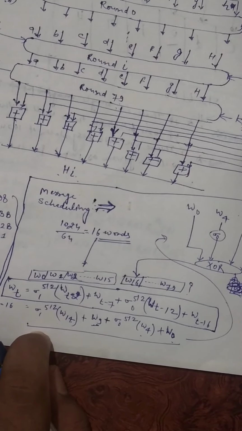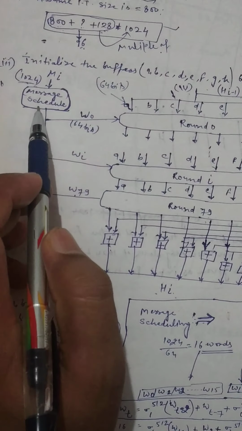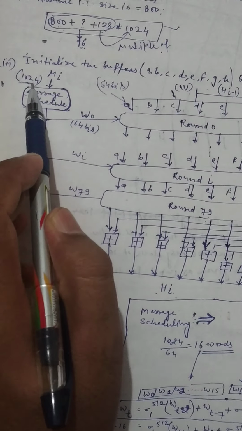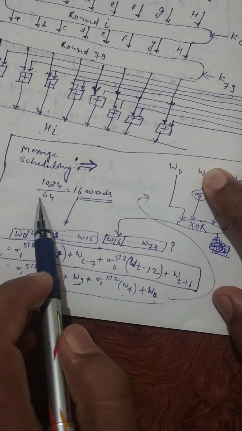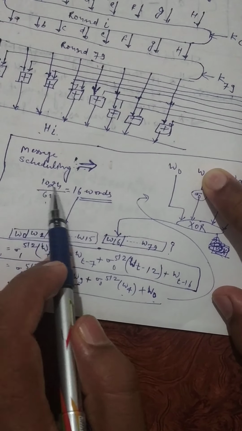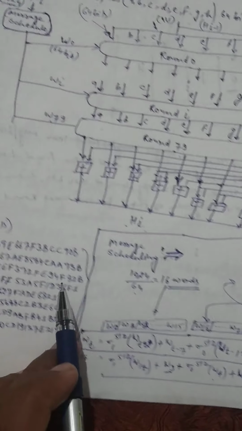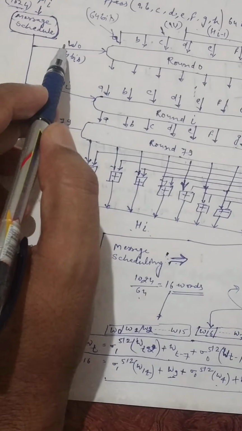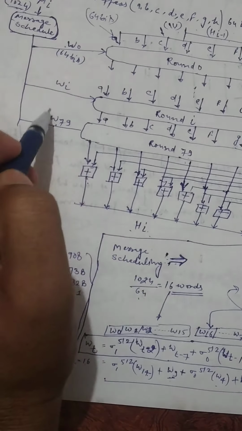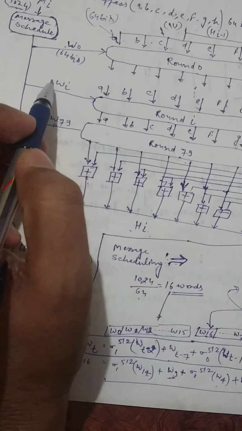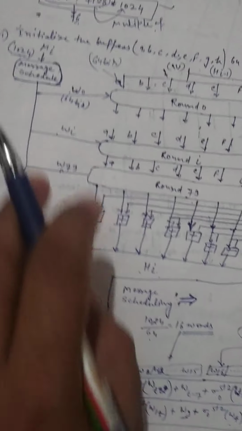Now let's understand how to do this message scheduling. The size of the message block that I have taken is 1024, and the size of each buffer is 64. So 1024 divided by 64 equals 16, meaning we can generate 16 words. But how many words are needed? W0 to W79, a total of 80 words. Out of 80 words, we have generated 16 words. Our message size is 1024, as we know.